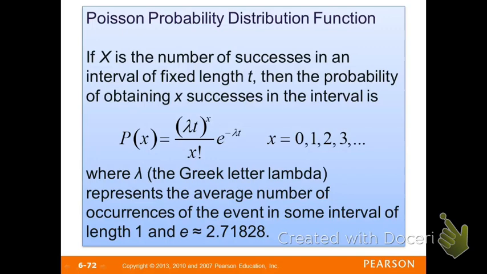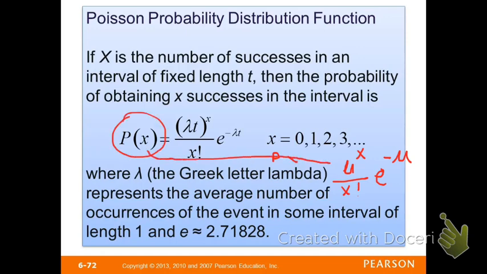Don't get scared of the Greek letter lambda. So we've got lambda t to the x over x factorial, and then we've got e to the negative lambda t. I do want to mention, and I'm going to write on here, if you have to sort of memorize a formula, I prefer mu to the x over x factorial, e to the negative mu. So for p of x, I prefer basically this formula.